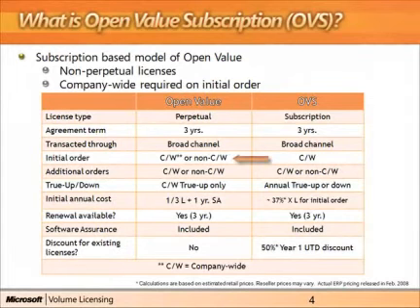With Open Value Perpetual, the initial order could be company-wide, or it could be for a handful of products, for instance a server, or a handful of Office licenses, or CALs. So you have the option to be company-wide or not company-wide. With Open Value Subscription, however, the initial agreement must be company-wide for at least one of the enterprise products. So that's one of the key differences: Open Value Subscription does require company-wide for at least one enterprise product on the initial order. Open Value Perpetual can be company-wide or non-company-wide.